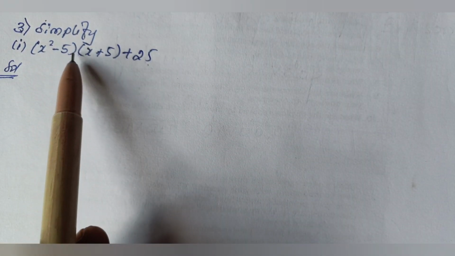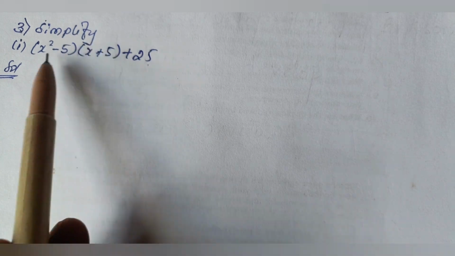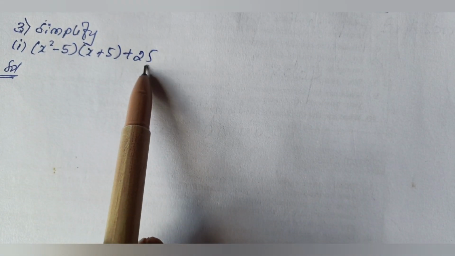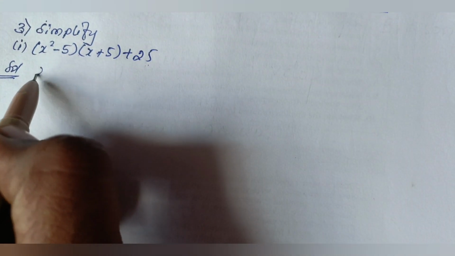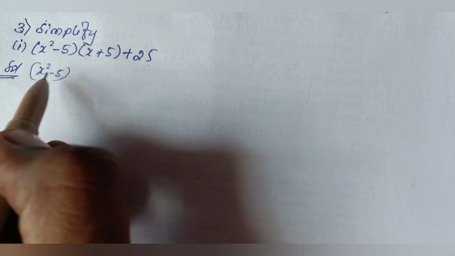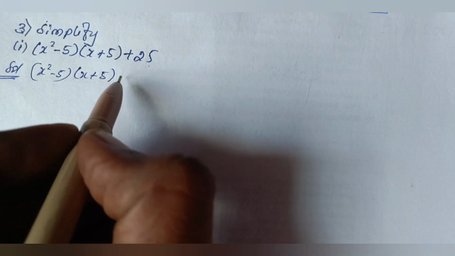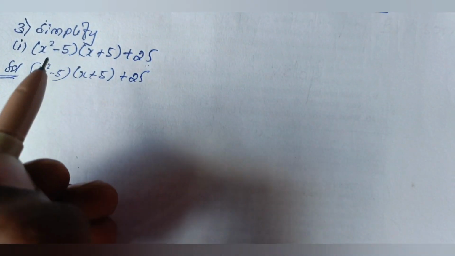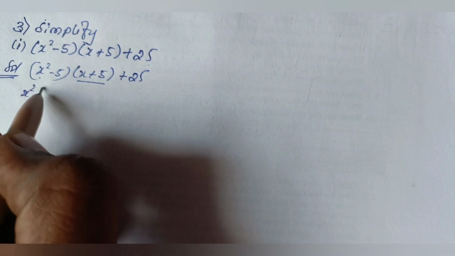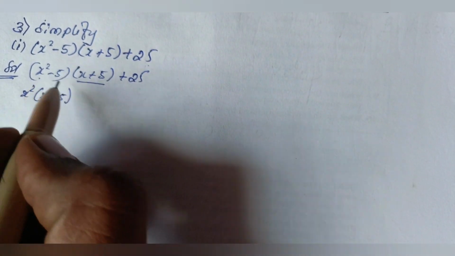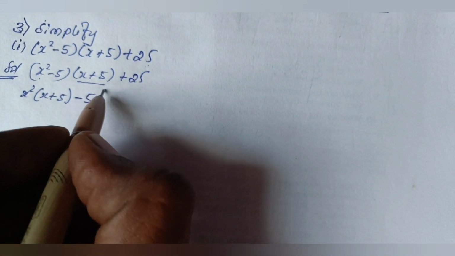So when they have put a bracket, that means it is a multiplication. Simplify means we need to multiply, then we need to add this particular number to this result whatever we get here. So now let's see, x square minus 5 into x plus 5 plus 25. Now let's multiply x square with entire this number, x square into x plus 5, minus as it is 5 into x plus 5, plus 25, this 25 as it is.